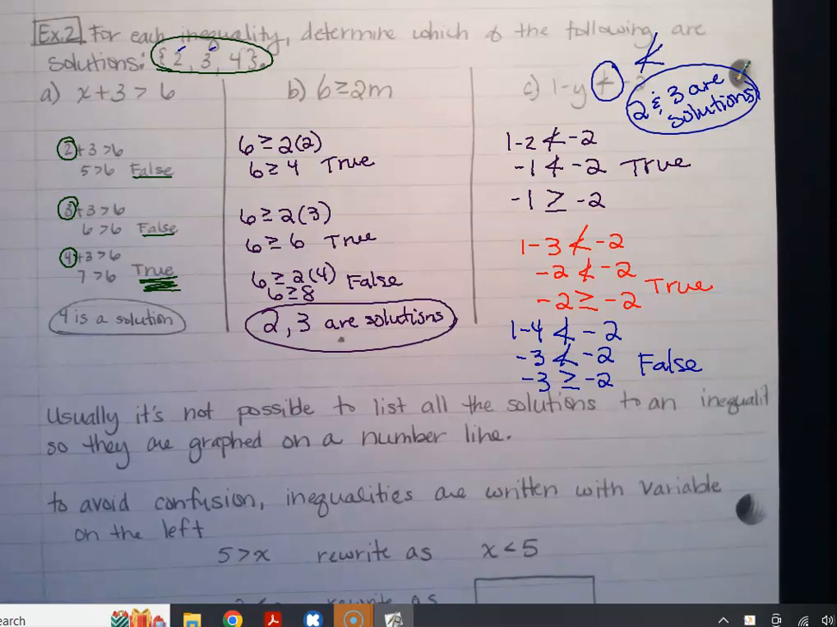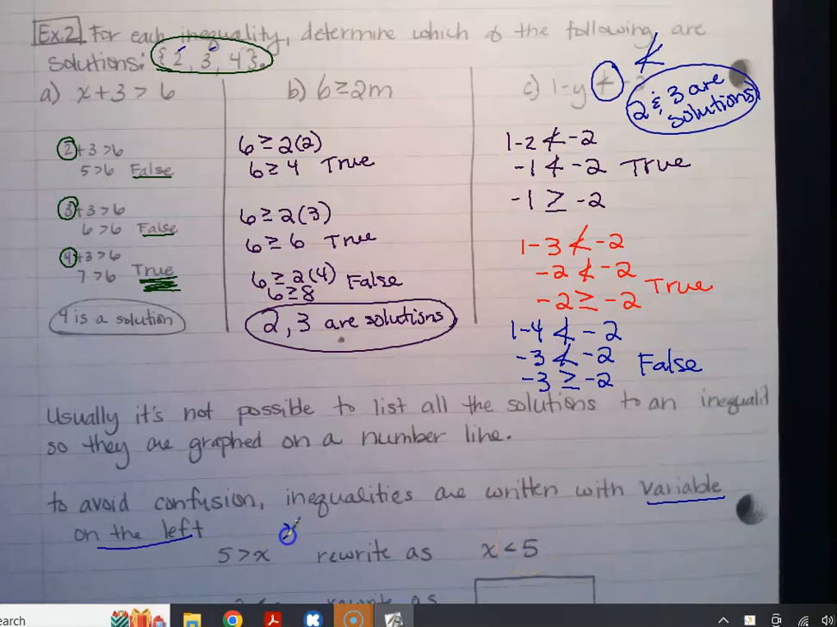Okay. So usually it's not possible to list all the solutions to an inequality. So they are graphed on a number line. And we just talked about that up above before. So to avoid confusion, inequalities are written with the variable on the left. Okay. So here's the thing. If we have 5 is greater than x, we're going to rewrite it as x is less than 5.